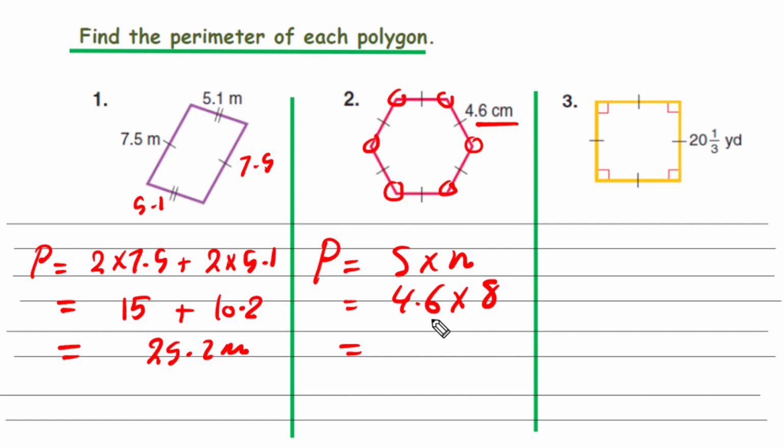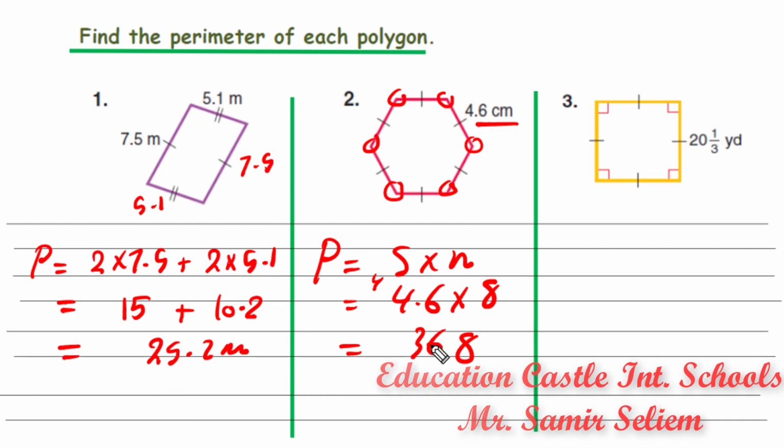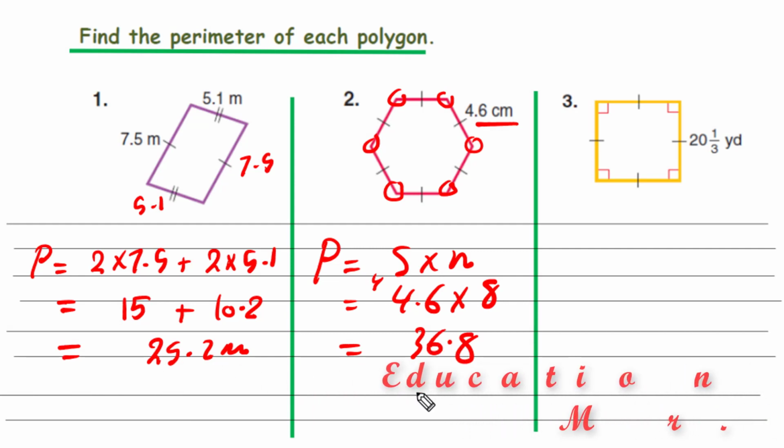8 times 6 equals 48. Write 8 and keep 4. 8 times 4 equals 32. 32 plus 4 equals 36. And don't forget to insert the decimal point after one digit from the right. Now the perimeter is equal to 36.8 centimeters.